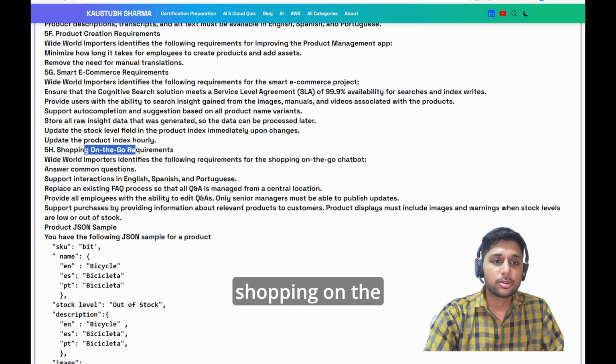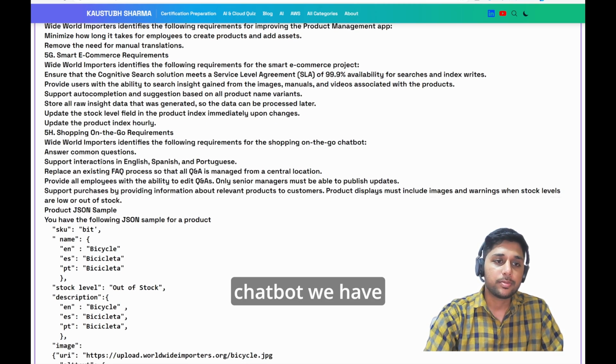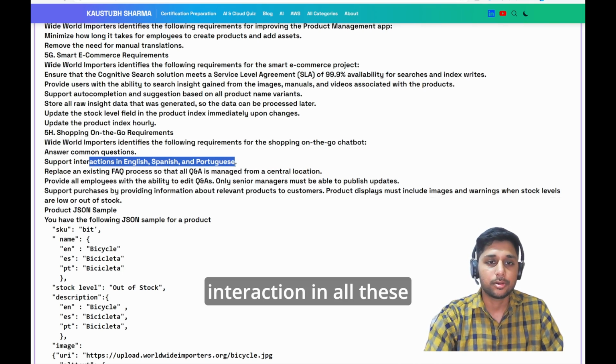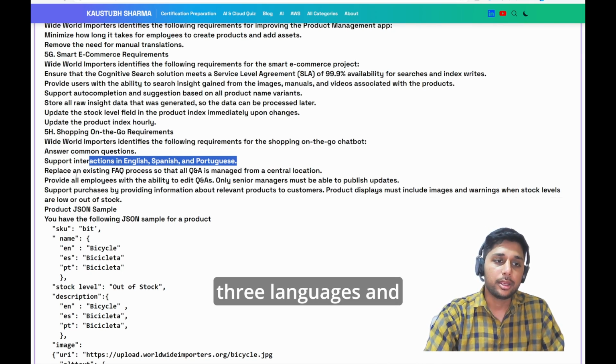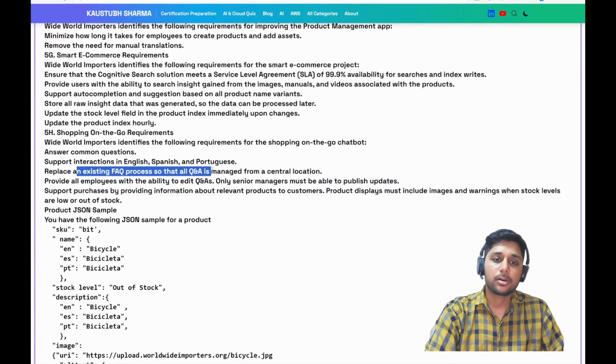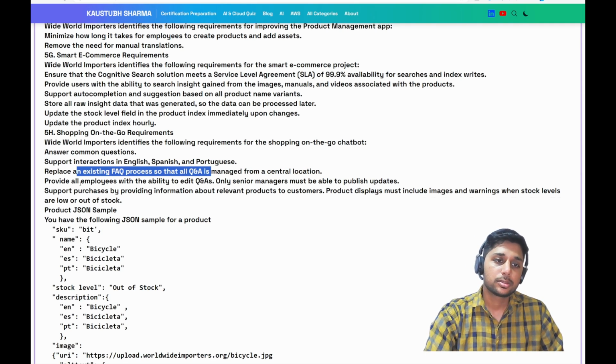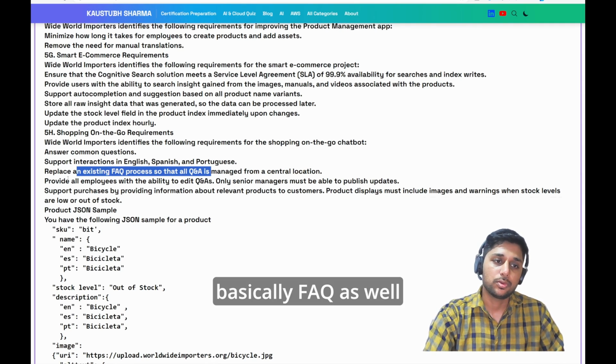And what are the shopping on the go requirements? For our shopping on the go chatbot, we have to answer the common questions. It should support interaction in all these three languages, and it should replace the existing FAQ process, so all the questions and answers come from a central location only. So it should basically do the FAQ as well.